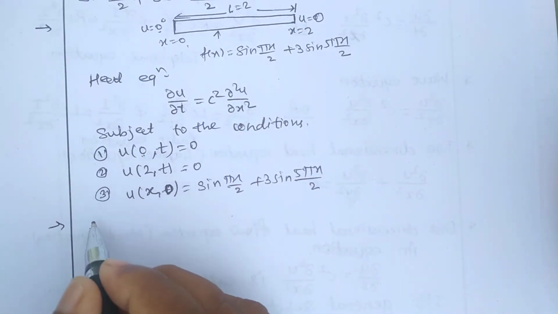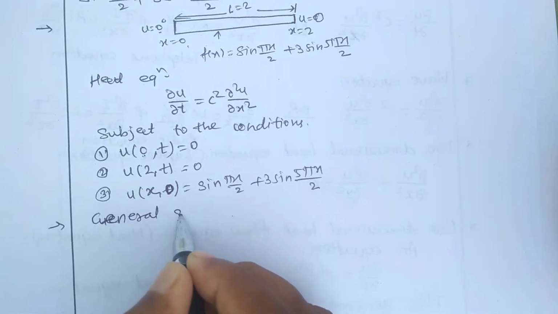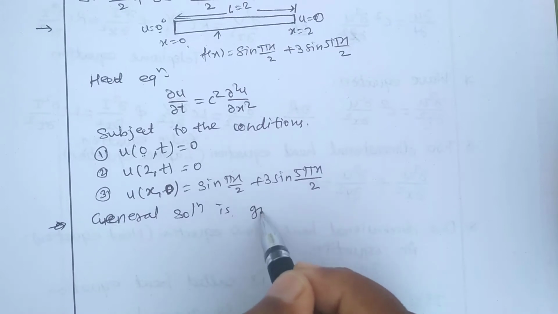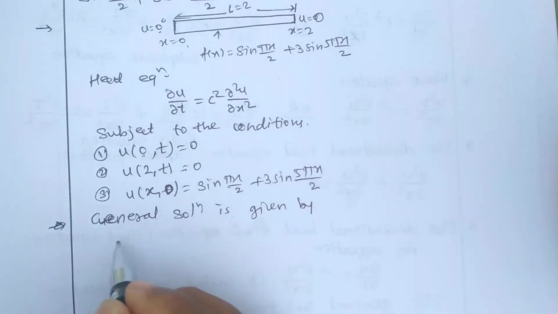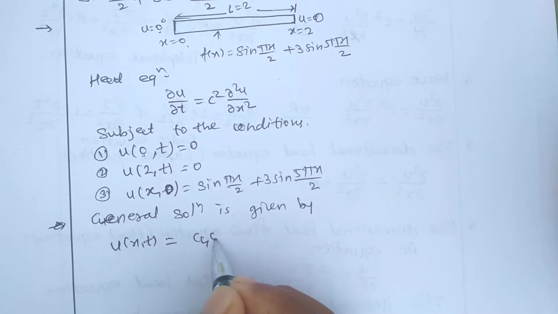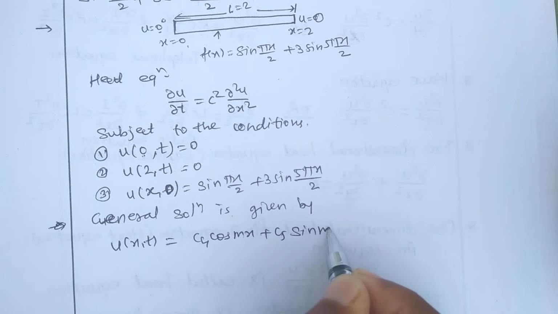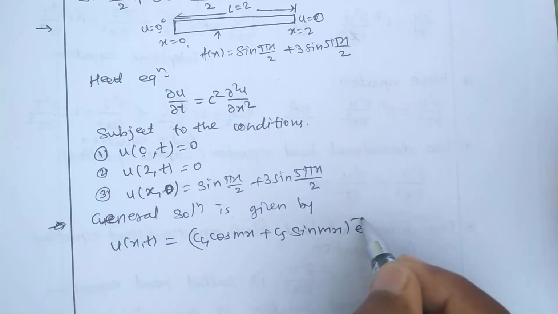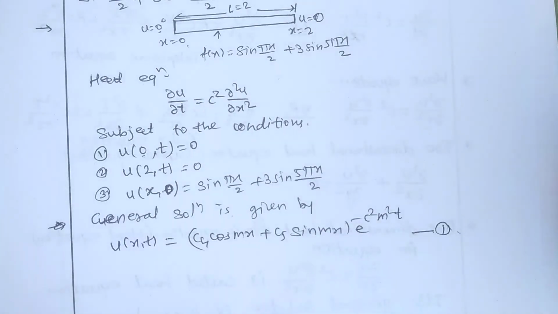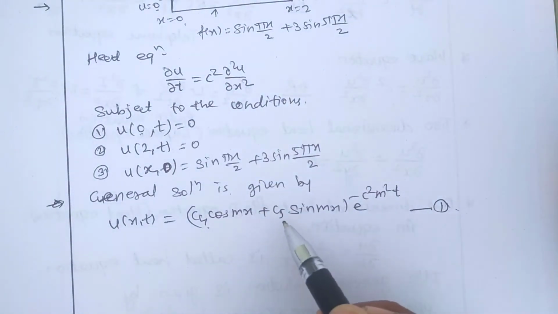So this is the heat equation, and the general solution is given by: u(x,t) = (c4 cos mx + c5 sin mx) e^(-c²m²t). Call this equation number 1. Now we want to use these three conditions to find the values of c4, c5 and this m.